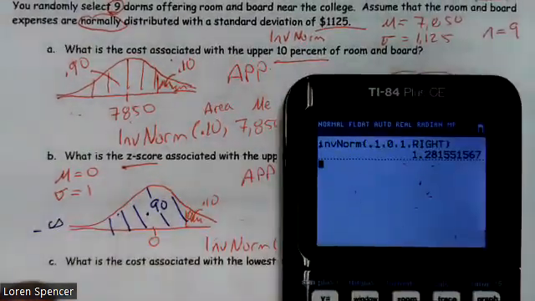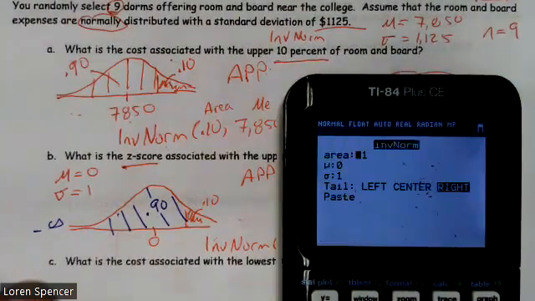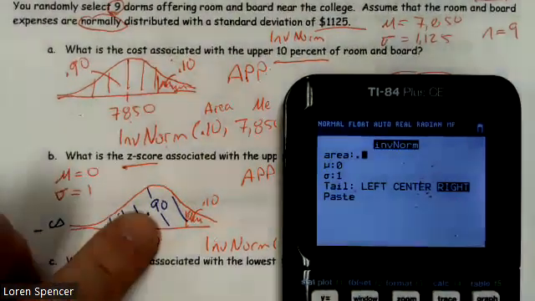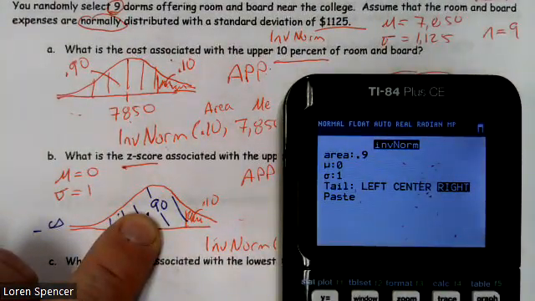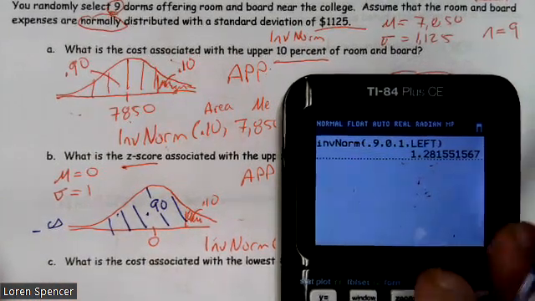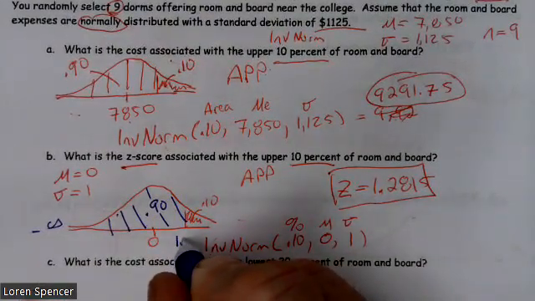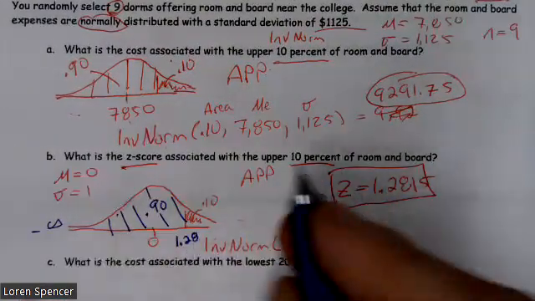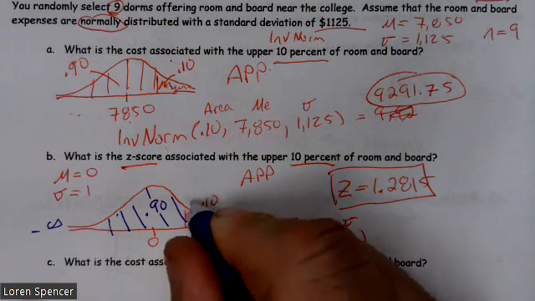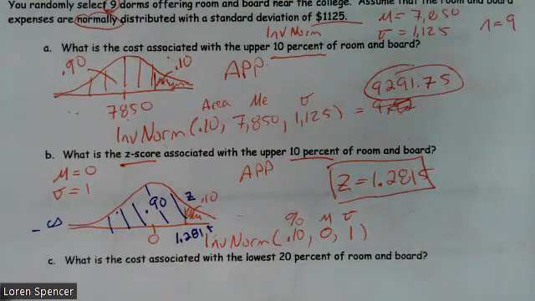If I do it from the left, it's the same thing, second vars, inverse norm. But now this is going to be an area of 0.9 because I'm working from the left. And there's that 1.28. And basically that means this value right here is 1.2815. We just found the location of that z-score.